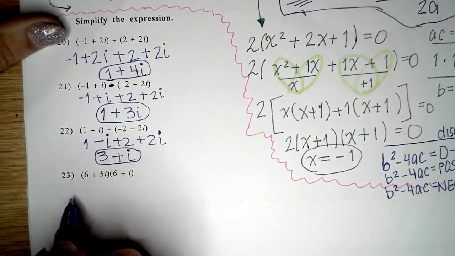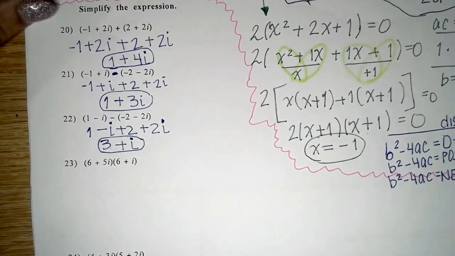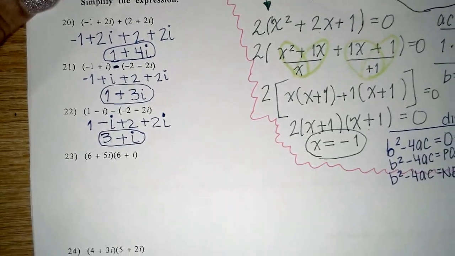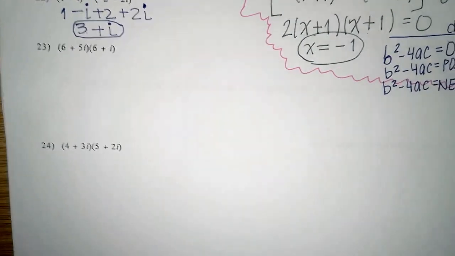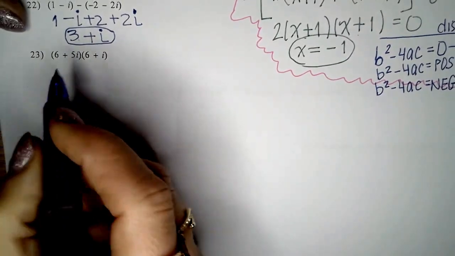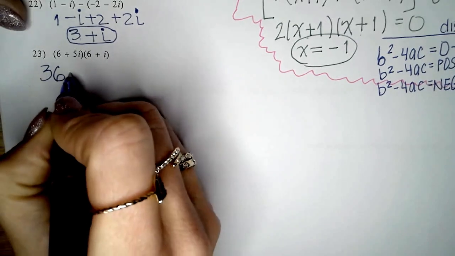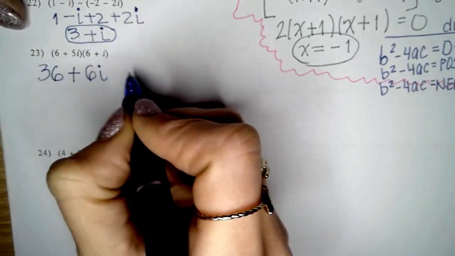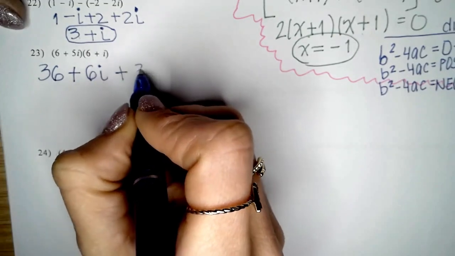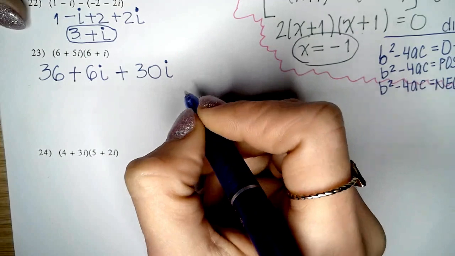All right, this one here, 23, JR. We just said for 23 that we want to foil because these are 2 back-to-back parentheses, so foiling is definitely more our speed this time. So can you help me out and get this foil started? First times first is 36. What about outer? 6i. Good. Inner? Nice. 30i. Last times last.